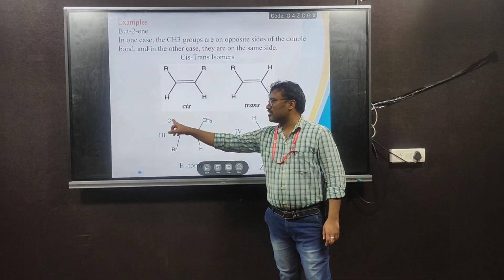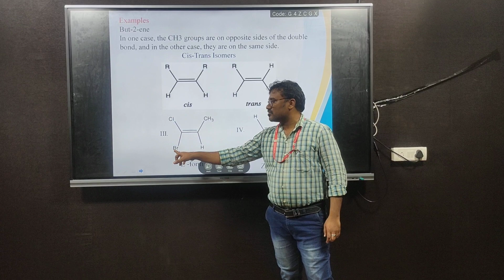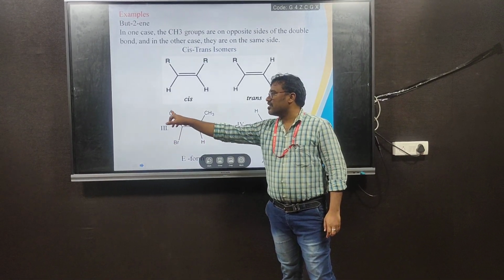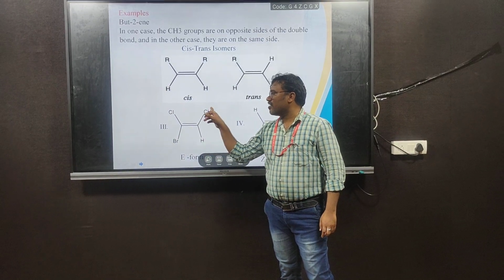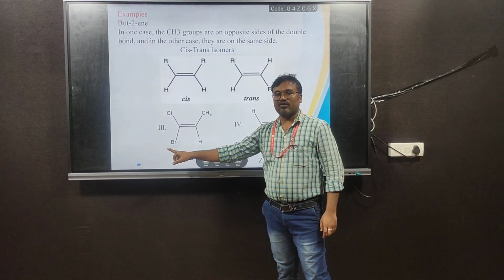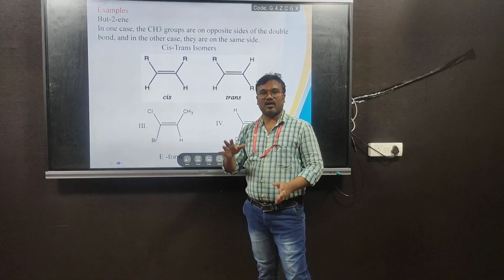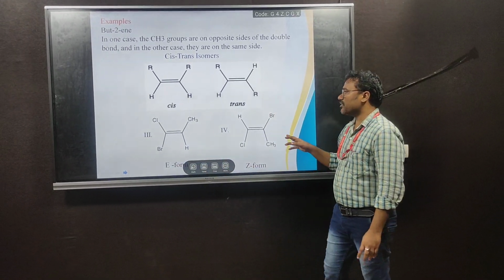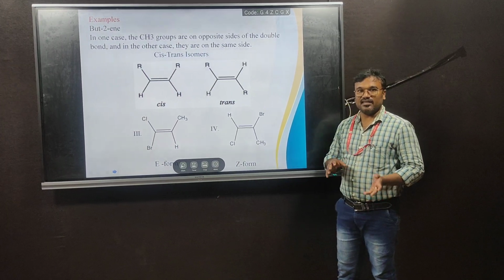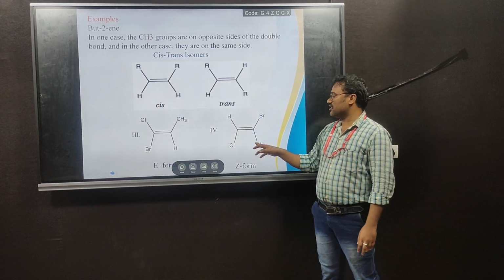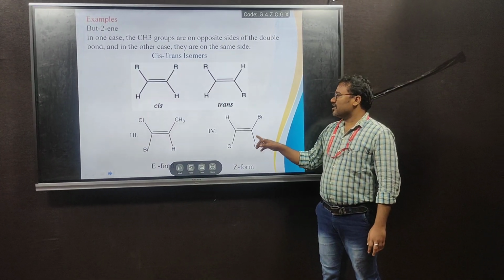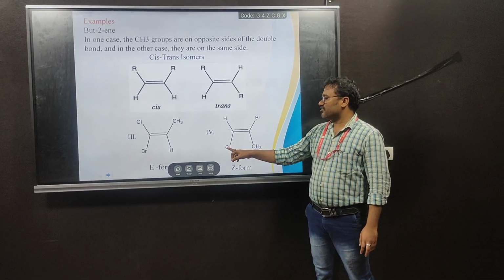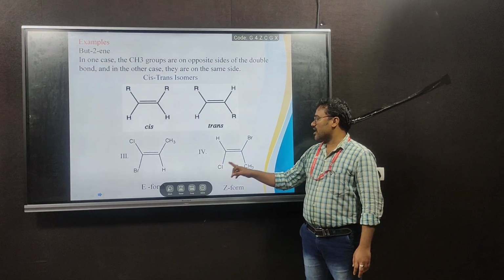Then we have to compare these two. Bromine has higher atomic number when compared to chlorine. This is number 1, this is number 2. So 1 and 1 are on the opposite side. If the higher priority groups are on the opposite side, then it is called E form. If higher priority groups are on the same side, then it is called Z form. You see here, this is the first priority bromine and this is the first priority chlorine.